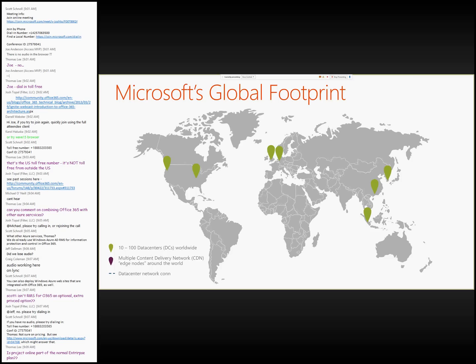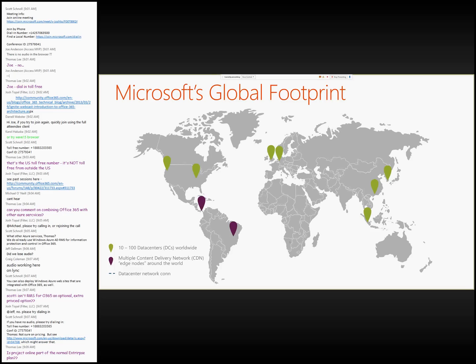And we have detailed maps on the Office 365 Trust Center showing you exactly what data is stored where. But think of the main regions as being the Americas, Europe, and then what we call APAC, or the Asia Pacific area.